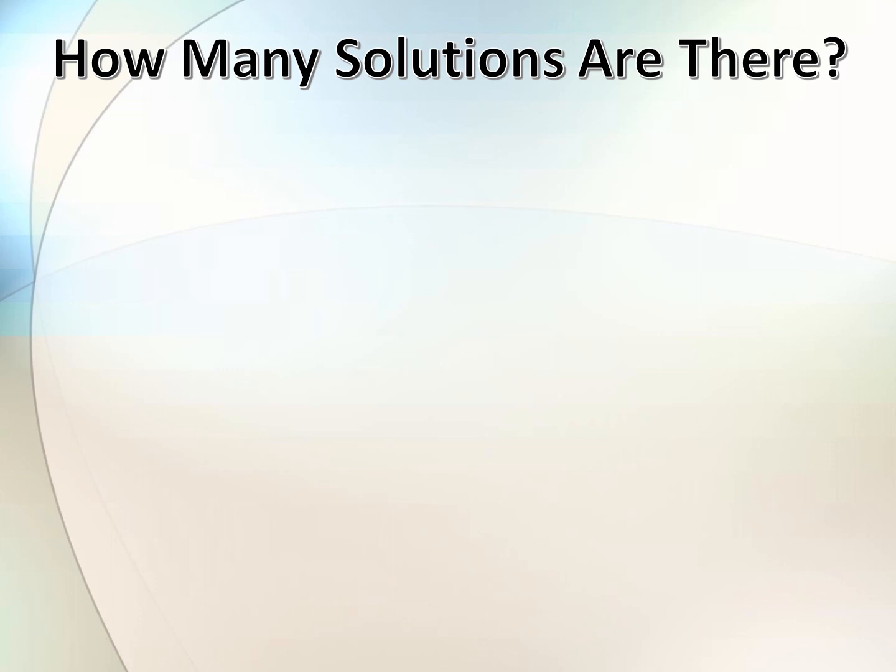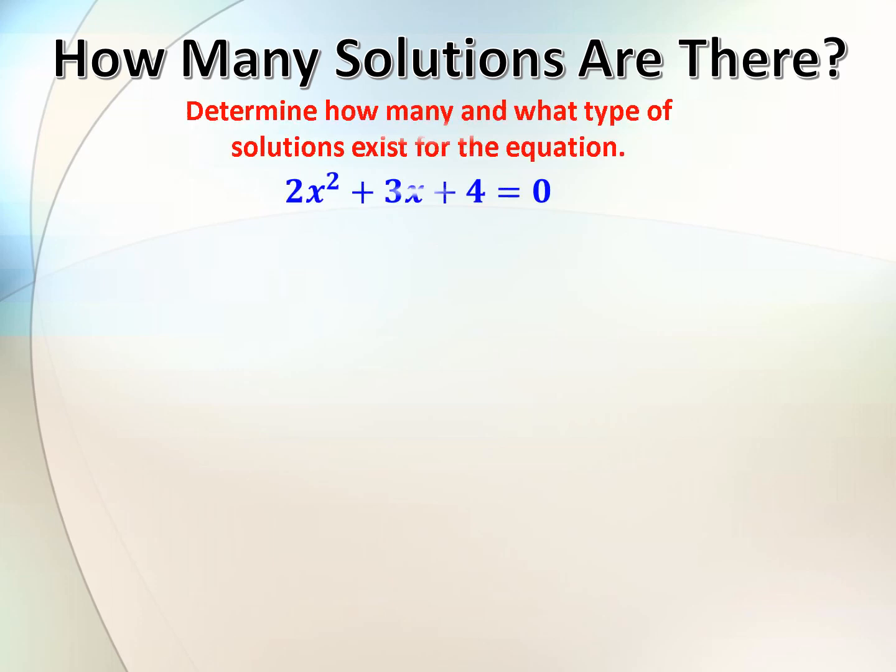Okay, let's look at this first example. It says, how many solutions are there? They want us to determine how many and what type of solutions exist for this equation. So the equation is 2x squared plus 3x plus 4 equals 0. So before I do anything, I need to identify what a, b, and c are. So a is 2, b is 3, c is 4.